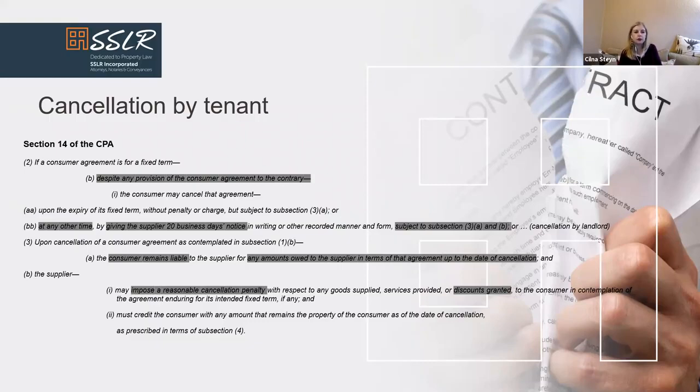But now, what now? The supplier, being the landlord, what can he do? We say he may impose a reasonable cancellation penalty with respect to any goods, supplies, services delivered, or discounts granted to the consumer in contemplation of the agreement enduring for that specific period.